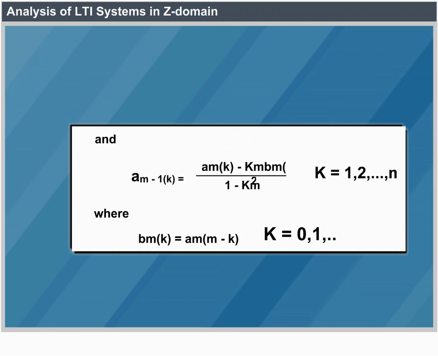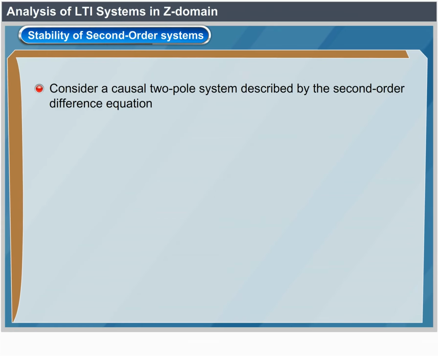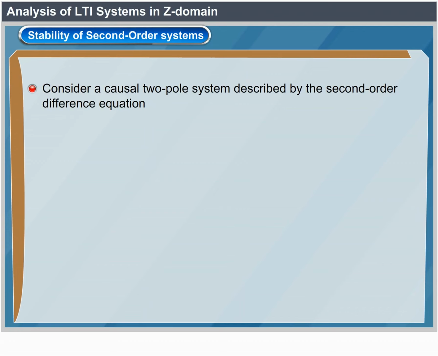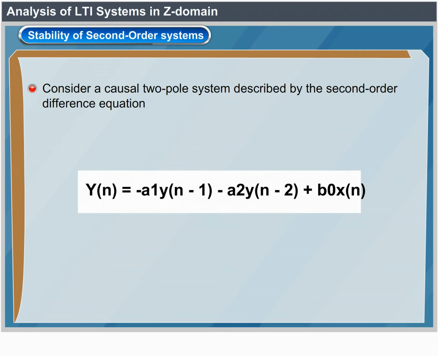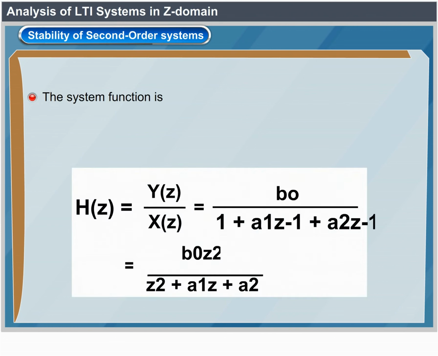2, etc. m. Stability of second order systems. Consider a causal two-pole system described by the second order difference equation y(n) equal to minus a1 y(n minus 1) minus a2 y(n minus 2) plus b0 x(n). The system function is H(z) equal to Y(z) divided by X(z) equal to b0 divided by [1 plus a1 z^(-1) plus a2 z^(-2)] equal to b0 z square divided by [z square plus a1 z plus a2].